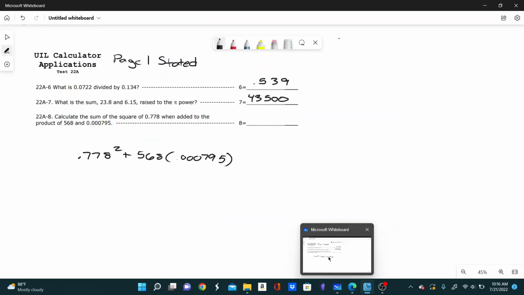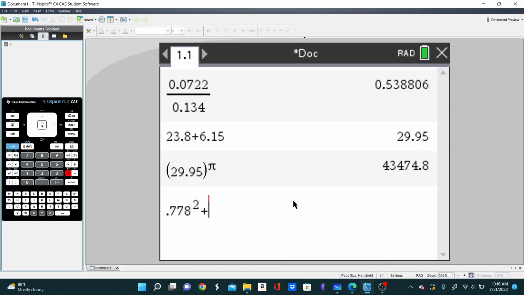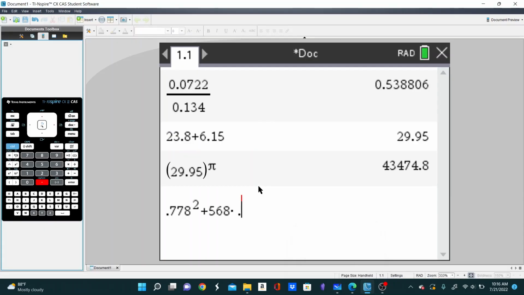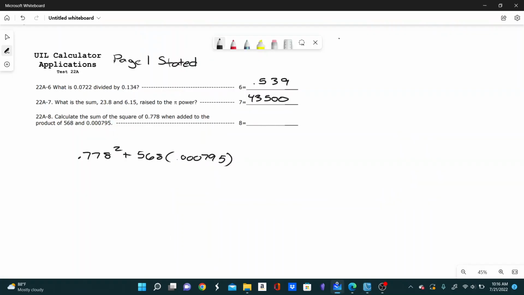let's see, well, I forgot what the other numbers were. 568 times 0.000795. So control enter. And it looks like we get 1.06. So number 8, that's 1.06.